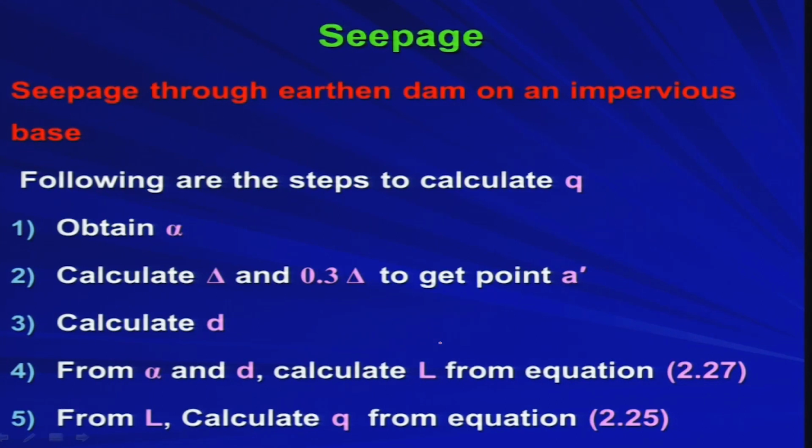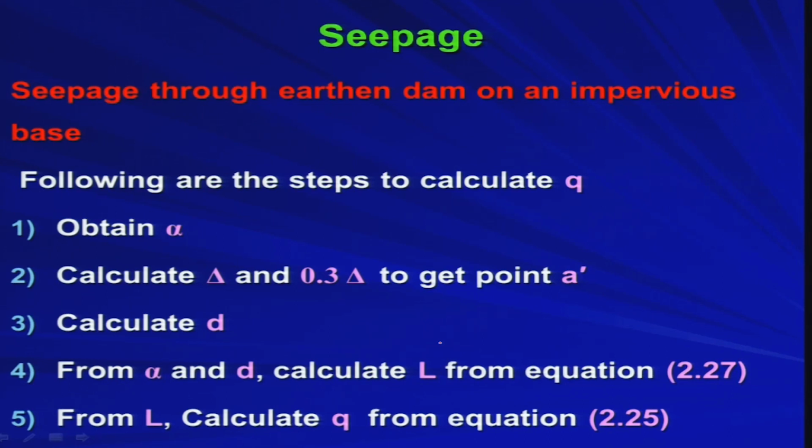Now, the following are the steps to calculate Q. Whatever we have discussed so far, now we will talk about those steps in brief. First, you obtain alpha. What is alpha? Alpha is the slope of the downstream surface, the inclination of the downstream slope.